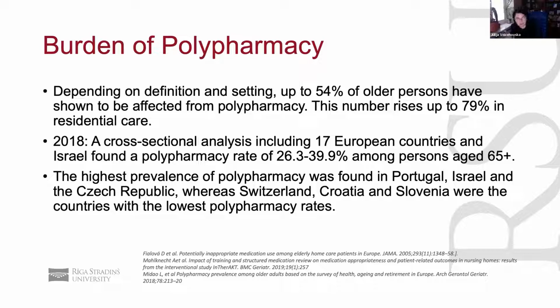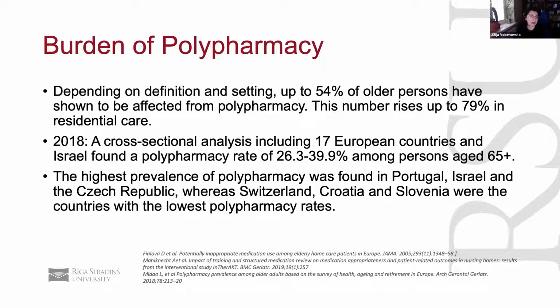So just to emphasize once again the significance of the topic. I would like to show you numbers reflecting the burden of polypharmacy depending on definition and setting. I remind you that there is no single definition, and study results might depend on selection criteria. But all in all, we can conclude that up to 54% of older persons have been shown to be affected by polypharmacy, and this number rises up to 79% in residential care.